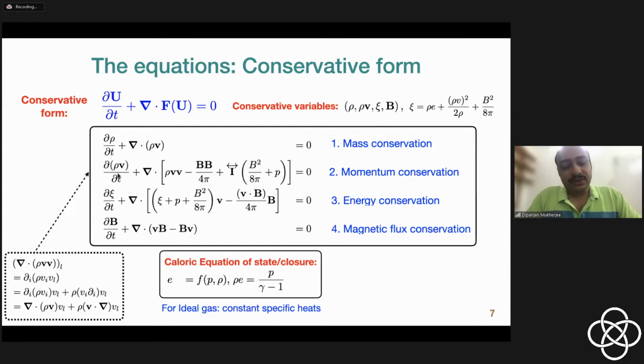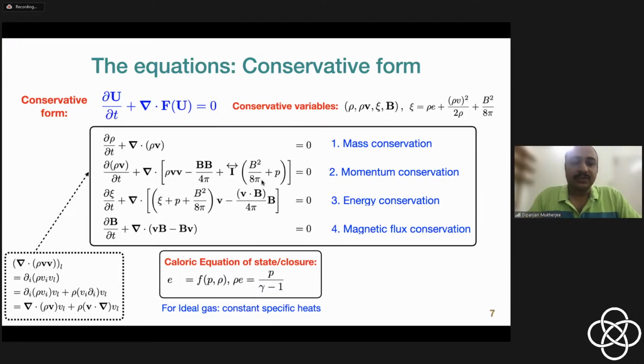All of these equations, as you can see, have a very standard form: a rate of change in time of some quantity plus a divergence of some flux F, or some vector which we call a flux, equals 0. Or maybe there can be source terms here, but we have 0 source terms for this initial stage of the equations. And this is called the conservative form of the equation.